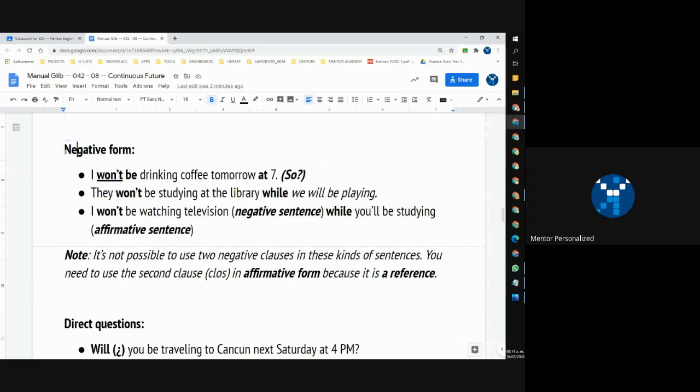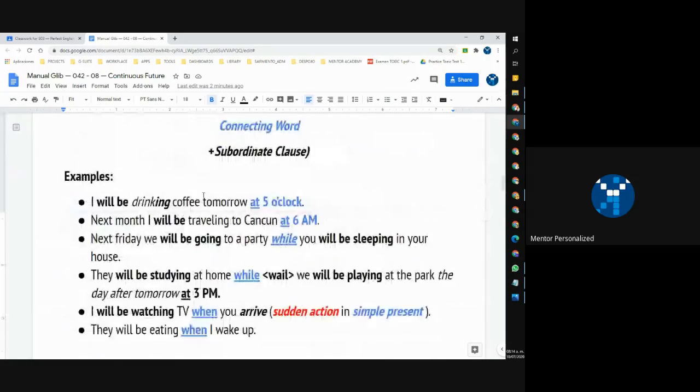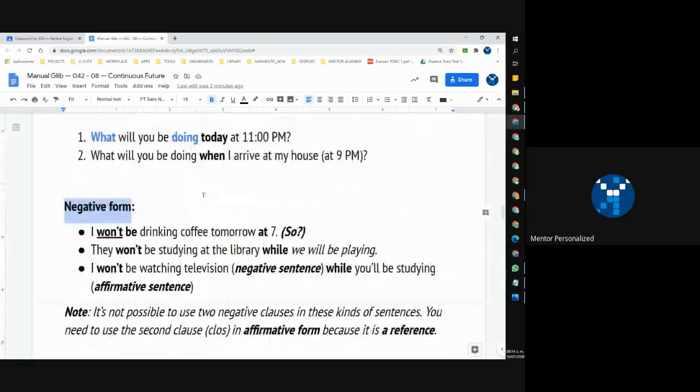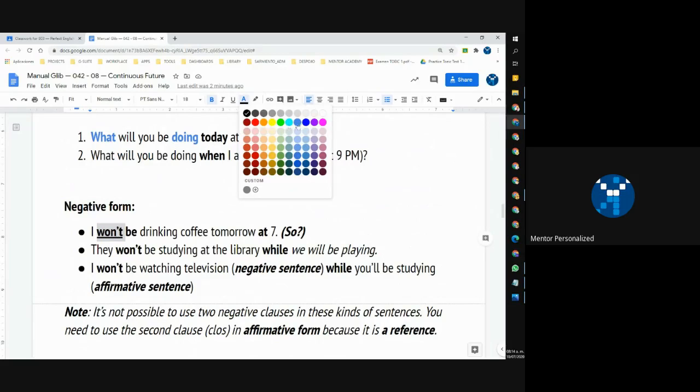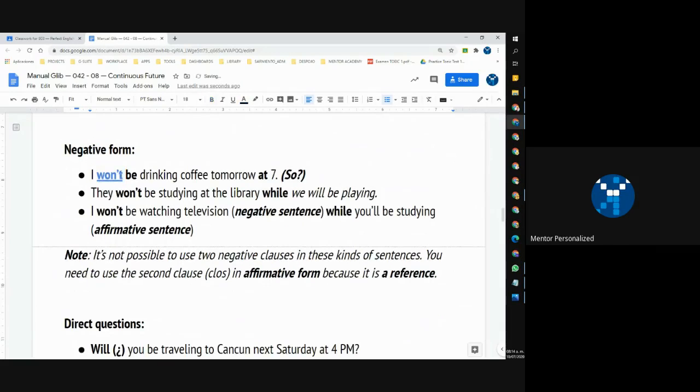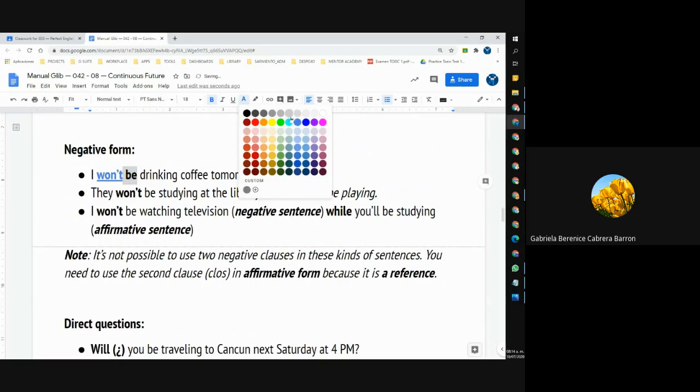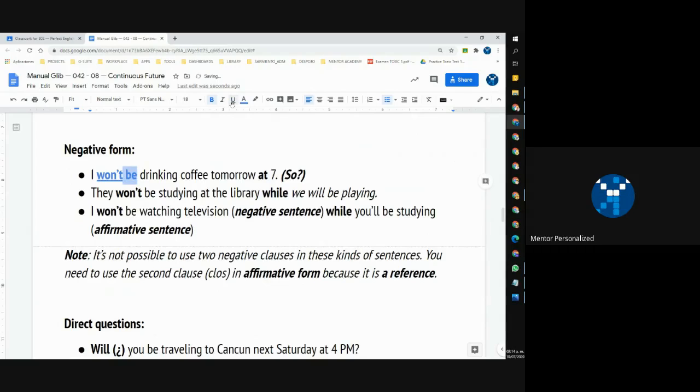So now we have the negative form, or negative sentences. If you remember, the negative form incorporates the usage of a negative auxiliary. In this case, won't be. Repeat, won't be. Very good. Can you read examples here, please, Gabi?